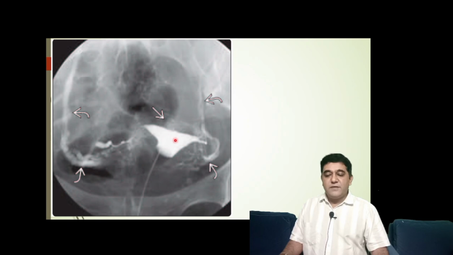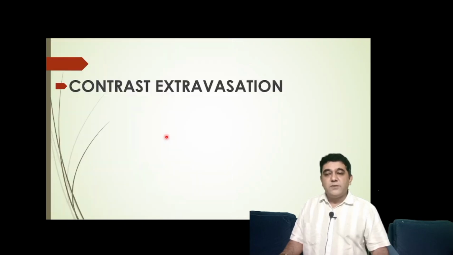In this, we can see a well opacified uterine cavity, but on either side, if we look carefully, there is opacification of the vessels. These are the arcuate vessels, these are the parametrial vessels, and on either side, these are the pelvic vessels. So this is actually a case of contrast extravasation into the arcuate and then into the parametrial and the pelvic vessels.